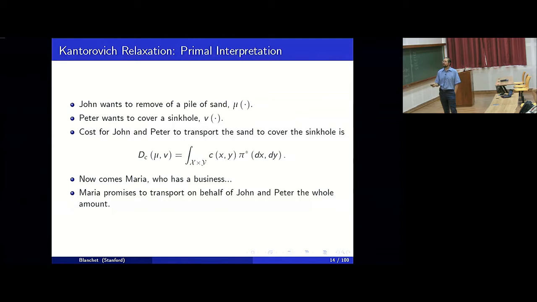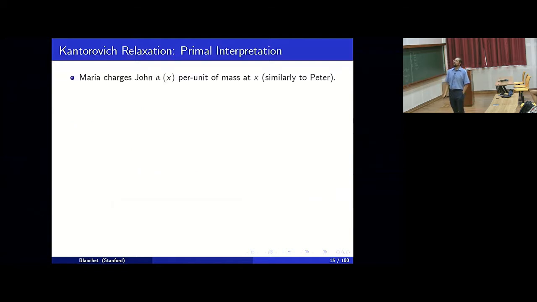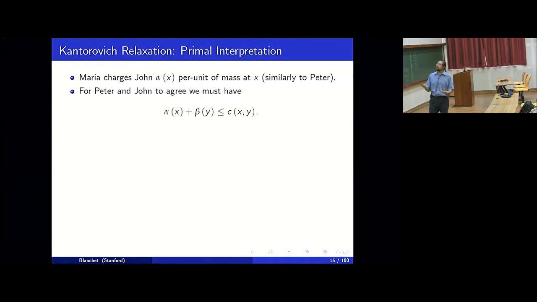She can go and promise both of them: don't worry about it, just go for your beer, your coffee, whatever, and I'll take care of it. I'll transport everything. It's going to be clean, nice, the whole thing covered. So what is she going to do? She is going to say to John, I'm just going to charge you alpha of X dollars per unit of mass that I move. And she goes to Peter and says, I'm going to charge you beta of Y dollars per unit of mass that I move.